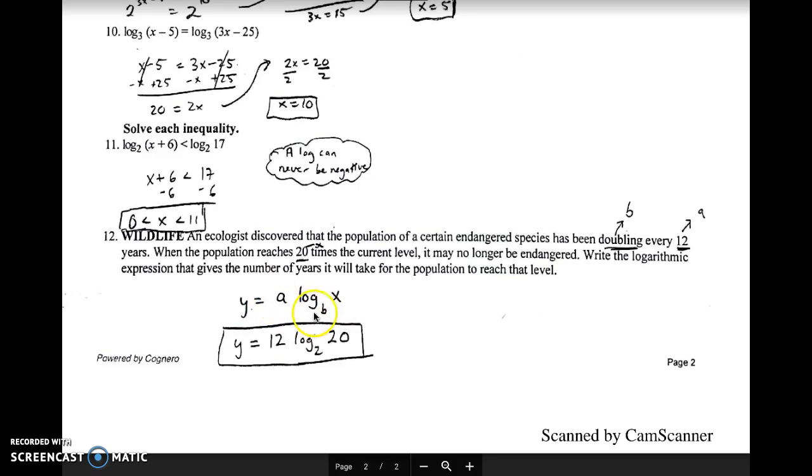The way you figure out a and b and x, what's the rate that the population is growing at? It's been doubling, that's your base, the b value. If it's doubling, that's 2. The time period is the a value. That happens every 12 years, so a is 12. And when the population is 20 times bigger than it currently is, that's the x for this formula, so it's 20. We're just writing the expression, so it's just 12 log base 2 of 20 is equal to y. You don't have to solve it, you just have to set it up.